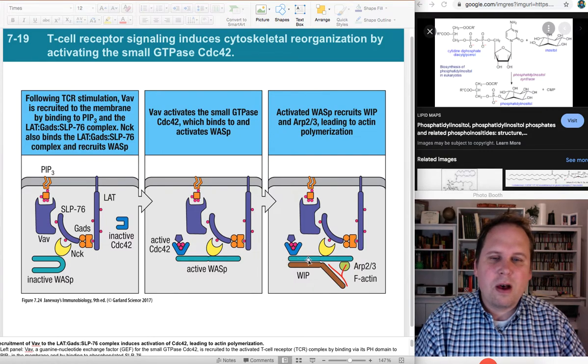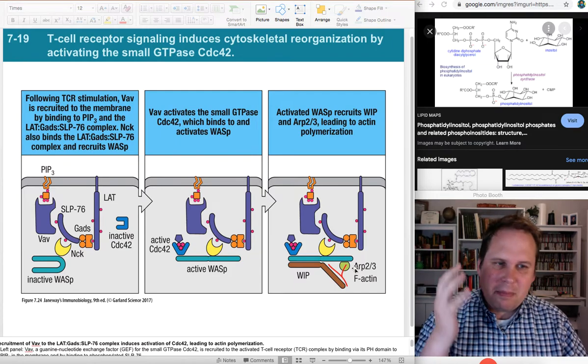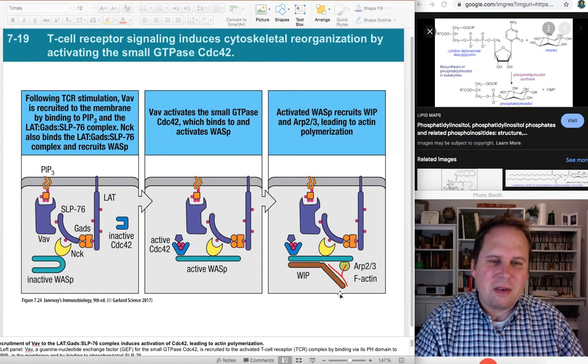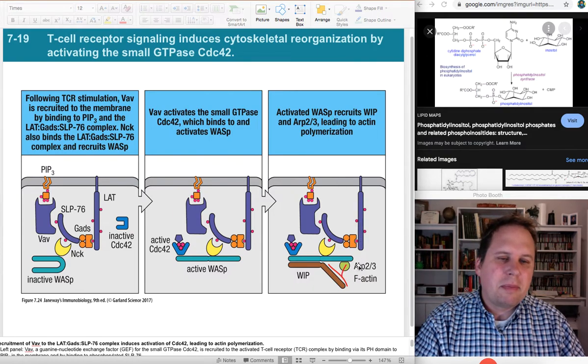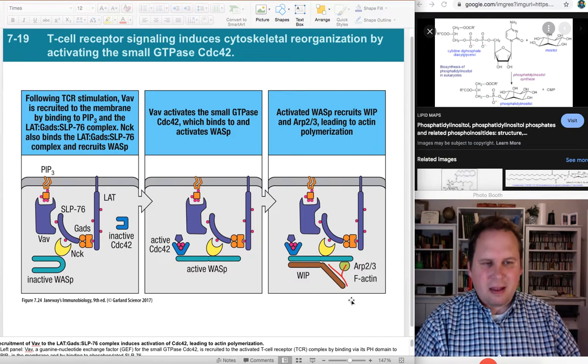And once Wasp is open, Wasp is then like a platform that WIP can bind to. And WIP will bind to ARP 2 and 3, and between ARP and WIP, they will start to polymerize actin. And when you polymerize actin, that means you are moving your cytoskeleton.